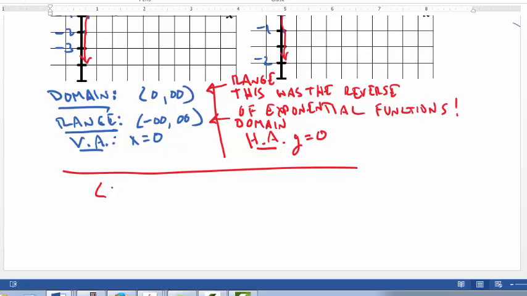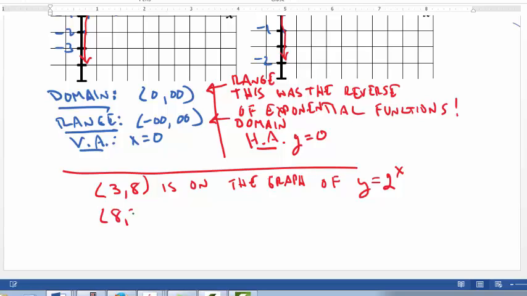I'll give you a quick for instance. The point 3, 8 is on the graph of y equals 2 to the x, right? Because when I do 2 to the third, I get 8. So the point 8, 3 is on the graph of the inverse function of that, which would be log base 2 of x, right? Because if I did log base 2 of 8, I'd ask myself 2 to what power will give me 8, and it would be 3, right?